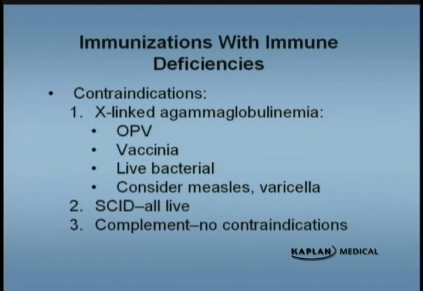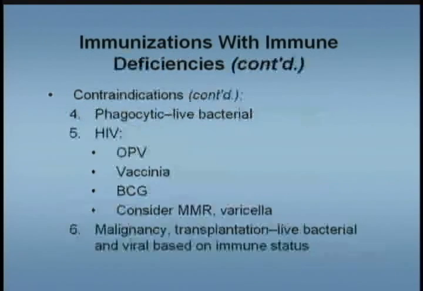And these are a couple of lists of other vaccines that should not be given to patients with the X-linked agammaglobulinemia. Patients with severe combined immune deficiency should not get any of the live vaccines. Patients with complement disorders have no contraindications for the vaccine, so they can get whatever is due. If they have a phagocytic component to their immune deficiency, then you want to avoid the live bacterial vaccines. That would be contraindicated in those patients.